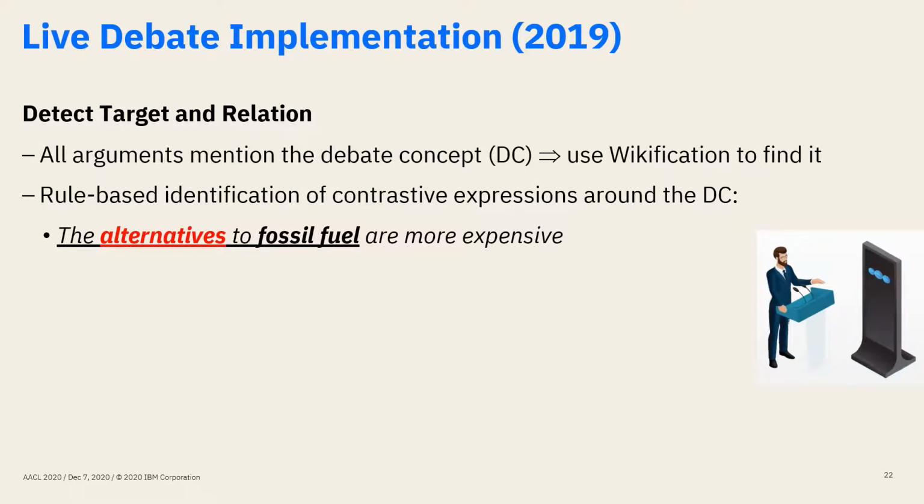The stance classification implementation that we actually used in the live debate of 2019 followed the decomposition I previously described. However, some of its components were simplified. The argument mining component was guaranteed to extract only arguments that contain the debate concept, which greatly simplified the detection of the sentiment target. The identification of contrastive relations was based on rule-based detection of contrastive expressions, like the word alternative in the example. The alternative to fossil fuel are more expensive.